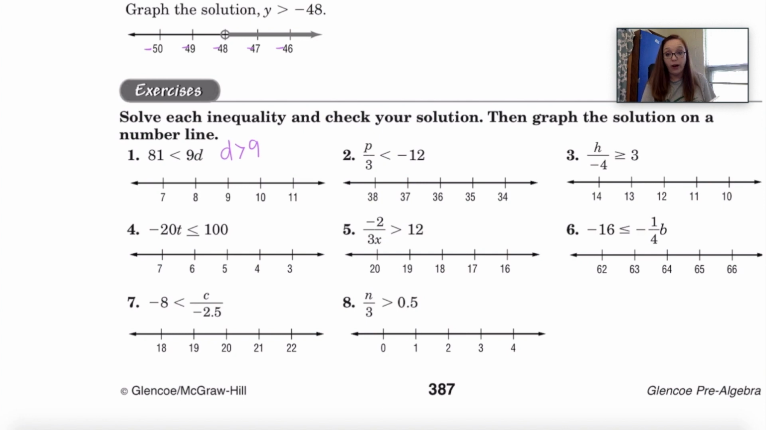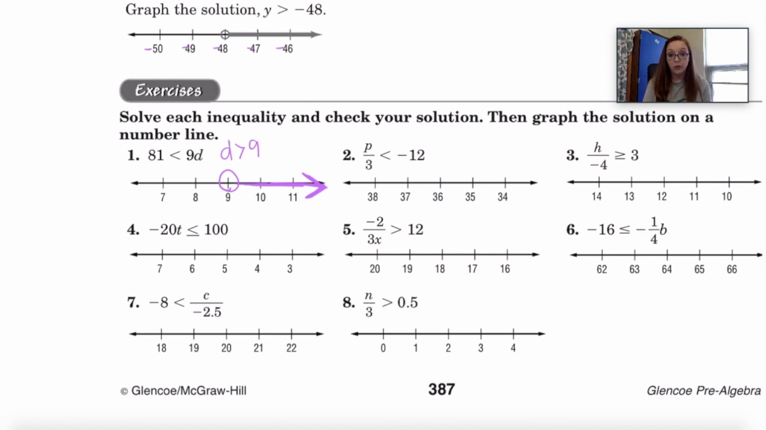And now we're going to graph it. So that would be an open circle on 9, and all numbers greater than 9 are going to be to the right. Okay, so that's number 1. All right, let's try number 2.